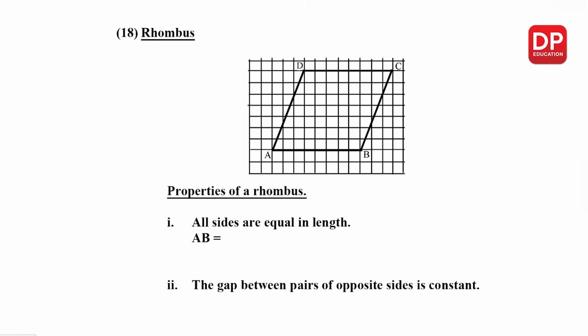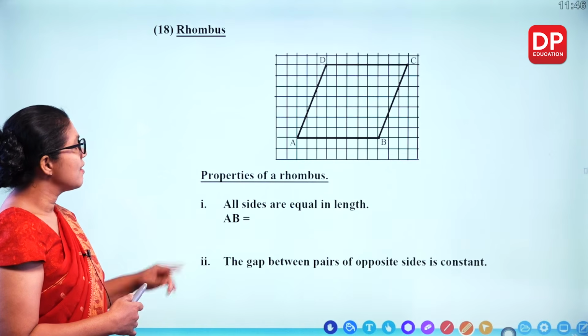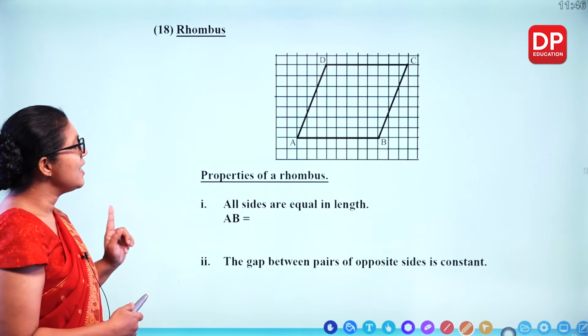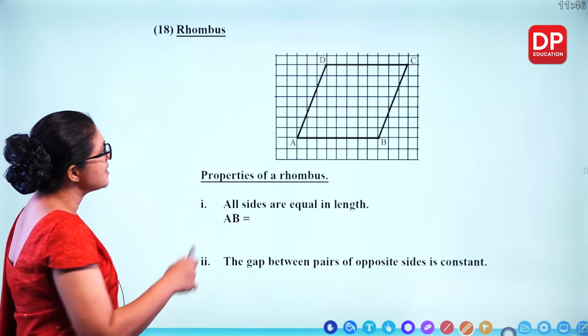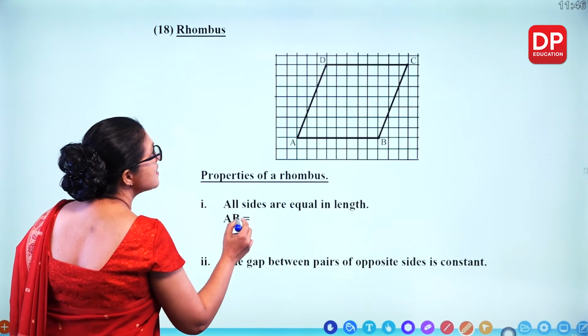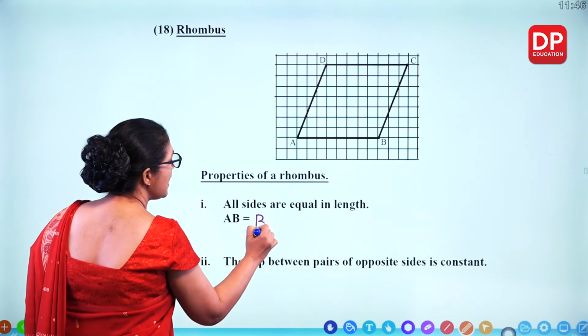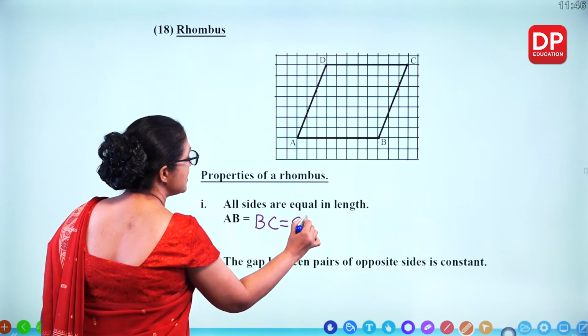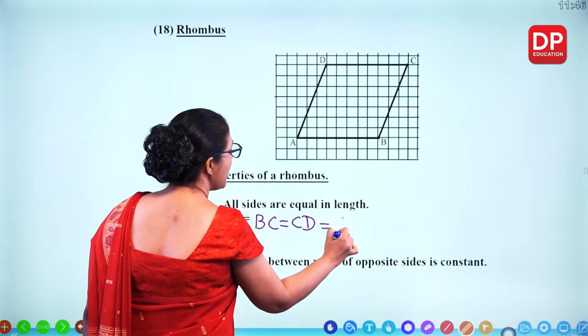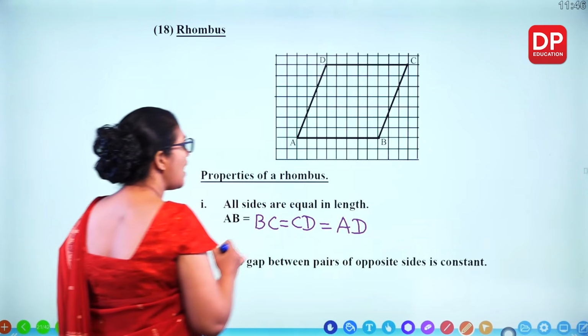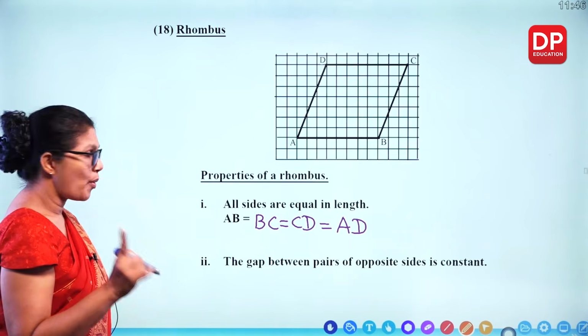The other type of quadrilateral we call a rhombus. So what are the properties of a rhombus? All sides are equal in length. So we can say AB is the same as BC and CD and AD. All sides are equal, like a square.